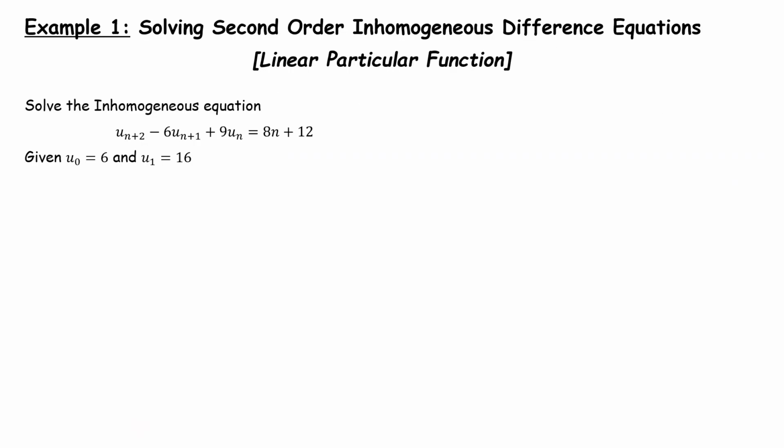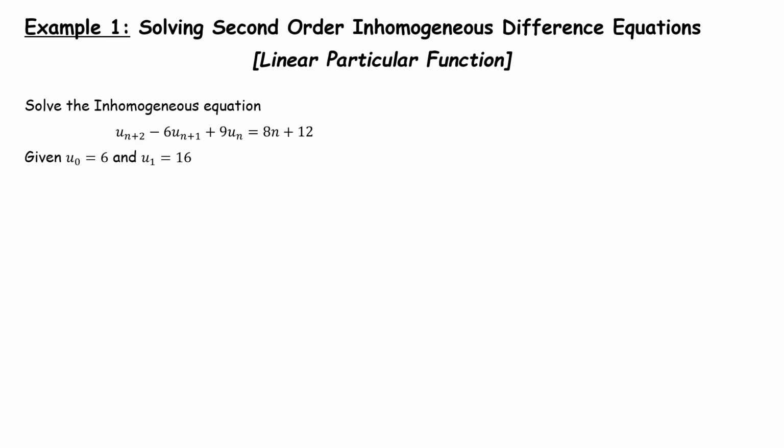Okay, so let's take a look at example 1. We're going to solve the second order inhomogeneous difference equation, and we're going to have a linear particular function. So I'm just highlighting that now. We're going to try a few different examples with different particular functions and particular solutions, so you can see how all of them will look. So the question is to solve this inhomogeneous difference equation. So the first step is to get all our un terms on one side and all of the other terms on the right. So that's already there.